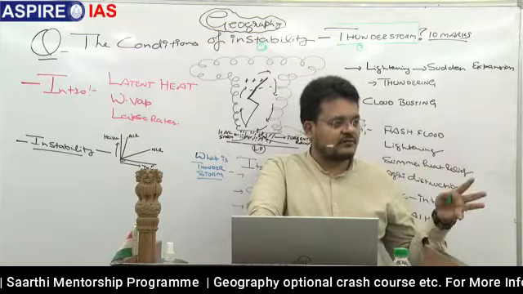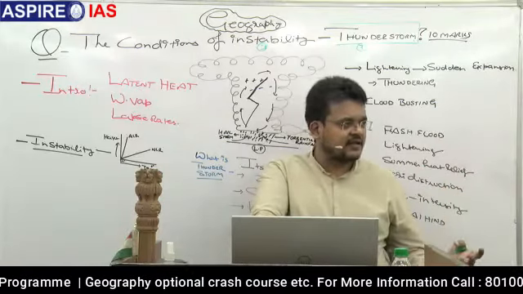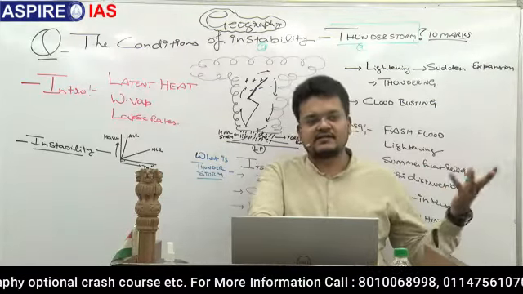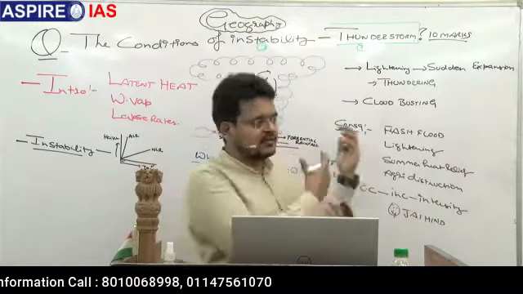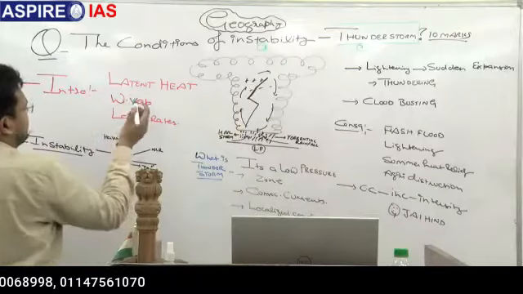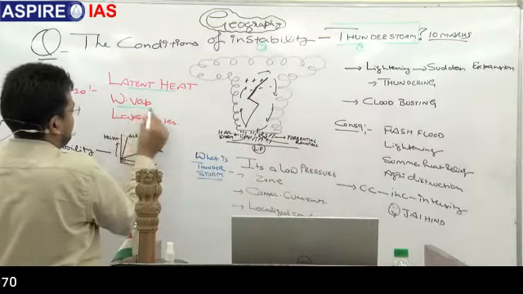Then what is a thunderstorm? What is thundering? What is lightning? And what is the consequence? This should be our answer. So in one go, our mind should strike toward the structure. Now here is the structure. In the introduction, we can write 3 words: latent heat, water vapor, and lapse rate.